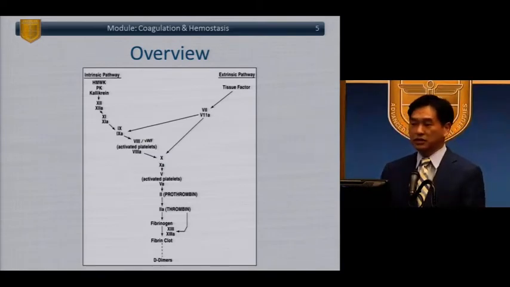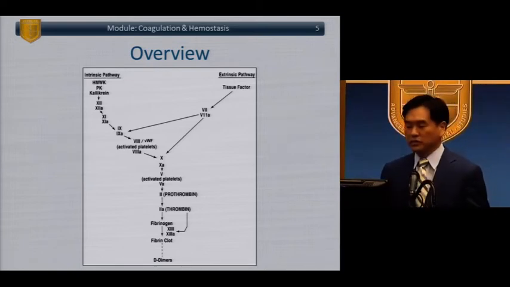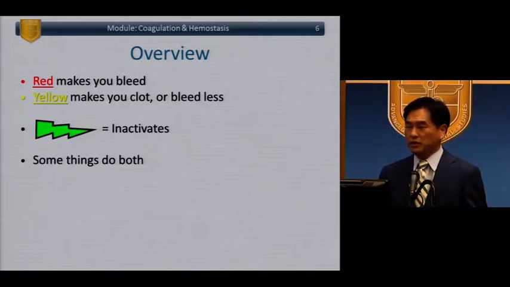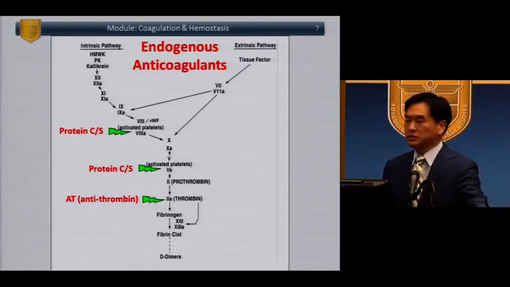Okay, this is how they're all related. This is that thing that you remember, you study for like 2 hours, you remember it for about 2 seconds. But that's okay because we're going to do it a bunch again. For the purposes of the next, say, hour or so, things that are red are things that make you bleed. Things that are yellow are things that make you clot or bleed less. It's like giving FFP. That's why we did that. This green lightning is something that inactivates. Remember that some things that we're going to talk about actually do both. So we'll do this little exercise.